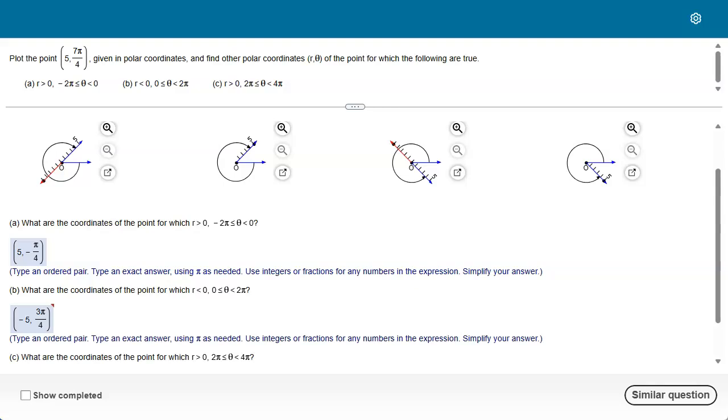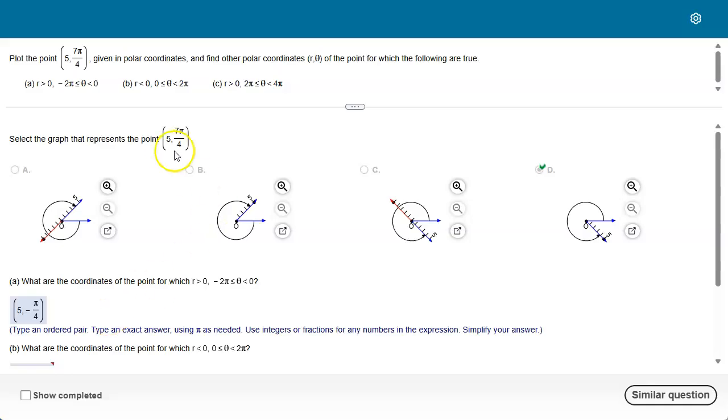In this video, we will find other polar coordinates of a single point. More specifically, we're going to really focus here on part B, but just to begin with, let's look at the original point that we're asked to graph and then change its r or theta value to get other versions of that same point. In this point, we see that r is 5 and theta is 7 pi over 4.